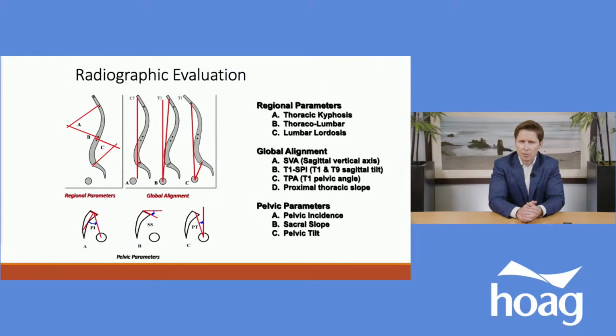This slide shows some of the radiographic parameters that we are trying to establish. We're trying to identify the amount of thoracic kyphosis, the amount of thoracolumbar lordosis or kyphosis that's present, and the lumbar lordosis towards the bottom of the curve. We are also looking at the global alignment. The sagittal vertical axis allows us to describe accurately, in millimeters, how far the head is positioned in relation to the pelvis. We are looking also at the sacral slope and the compensatory mechanism of pelvic tilt.